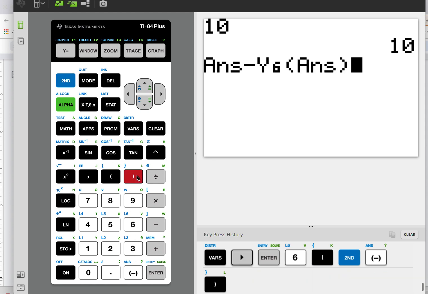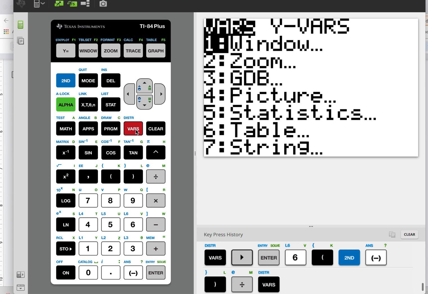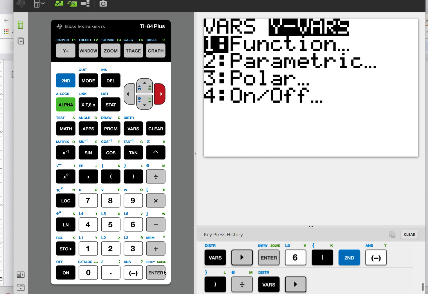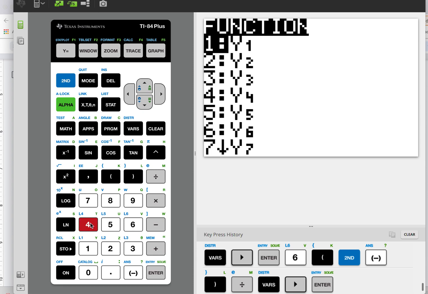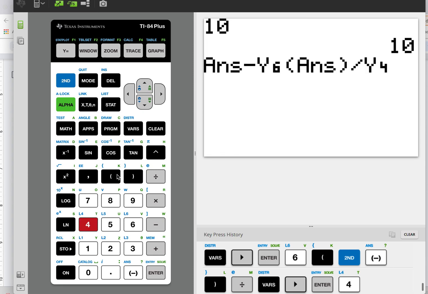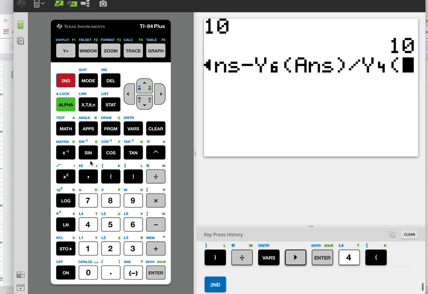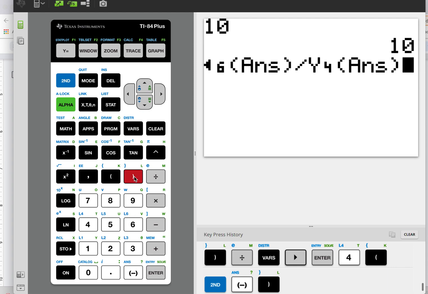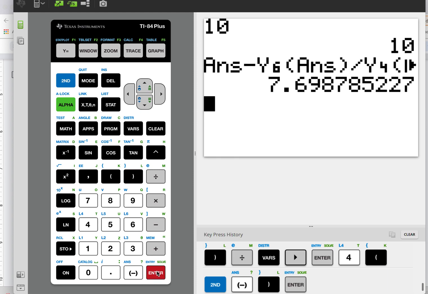You've all done this hopefully. Then I divide by the derivative of that, which is still y4 for me, so I do vars, and I go over to function 4, and then I do the same thing, parentheses, second answer. I'm nearly done, and now I've got my little template set up, and I should get something around like 8 or 9. Okay, 7, so that's 1.